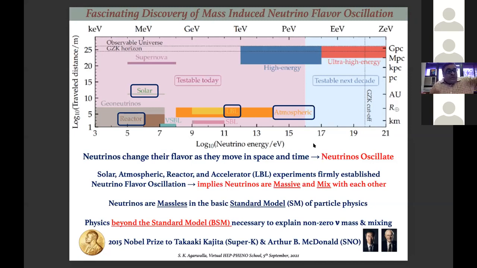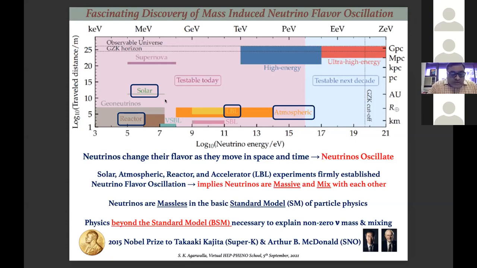So when neutrinos propagate through a medium from source to detector, they propagate in the mass basis. And when you allow these neutrinos to travel, they change their flavor. This is what we know as neutrino oscillation.